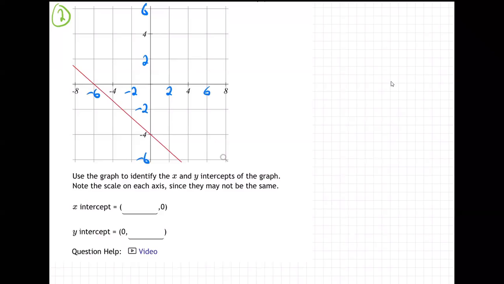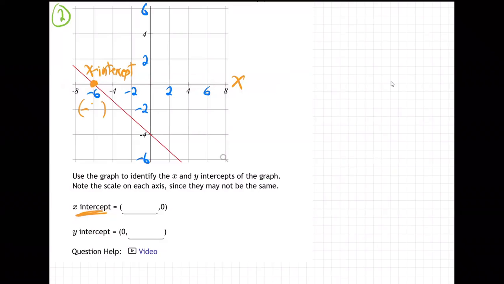Now, what does it want us to do? It wants us to find the X-intercept. This is the X-axis. So they want this point right here. This is the X-intercept because it's where our line intersects the X-axis. You see that? Here's the X-axis, which is the horizontal grid line. And this is the point where our line intersects the X-axis. That's called the X-intercept.